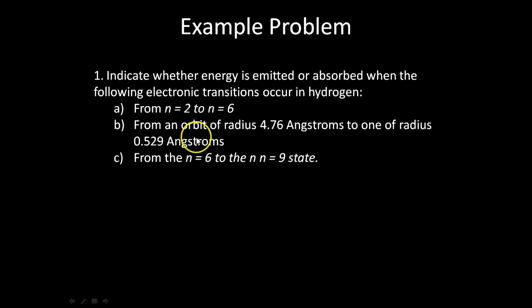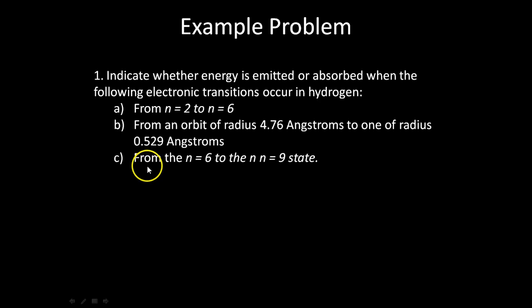So if the electron falls from an orbit of radius 4.7 angstroms to a radius of 0.529 angstroms (angstroms is just a length unit), so if it's here and then falls down to here. This is further away, which indicates a higher energy level. This is closer, so that's a lower energy state. And so this would actually be emitting a photon, because it's going from a higher energy state to a lower energy state, and that energy is given off in the form of a photon.